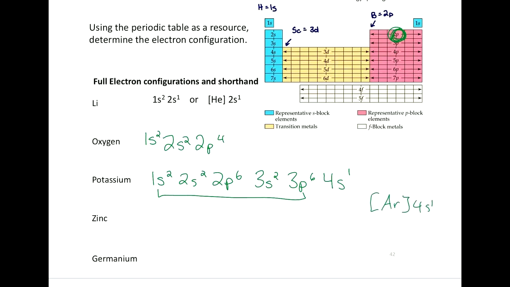Let's do shorthand for zinc. So zinc's closest neighbor is argon again, so we're going to do argon, that's my save point. From argon, I'm going to fill up the 4s. And so what subshell is zinc in? I'm going to fill up that next subshell, but what subshell do we call that? 3d. We know it's a d subshell, but d starts at 3, so that's why I memorized scandium starts 3d. That kind of just has to be memorized, so that's 3d10. Because 10 electrons brings us all the way to zinc.